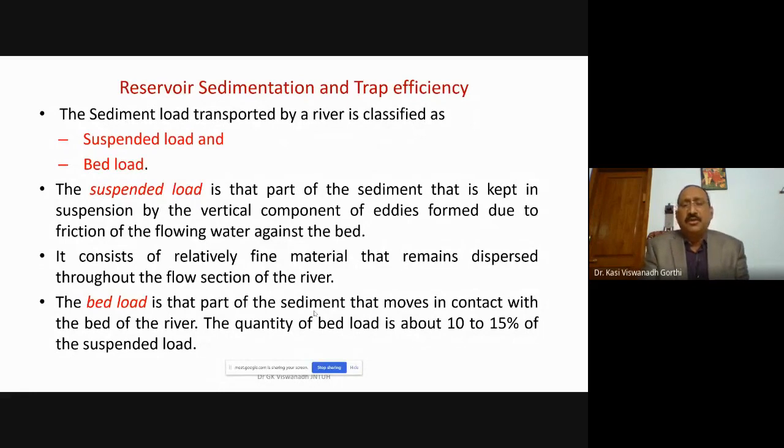The quantity of bed load is about 10 to 15% of the total suspended load. Suspended load is more because it will have a movement.